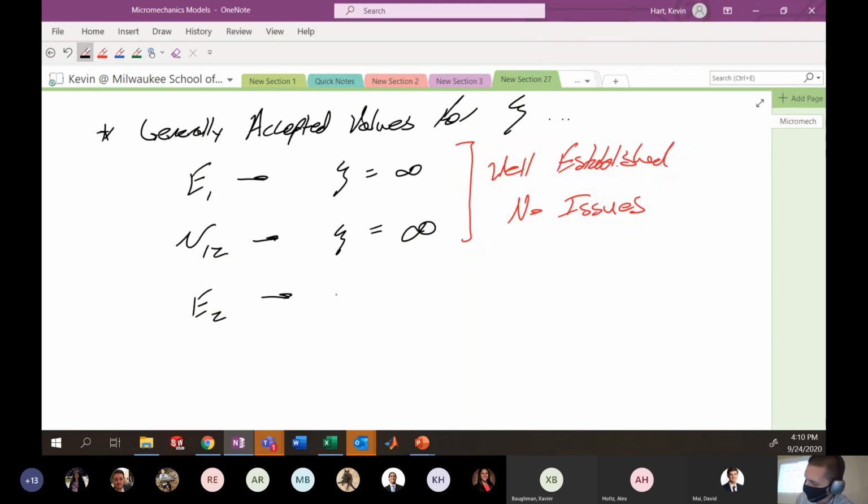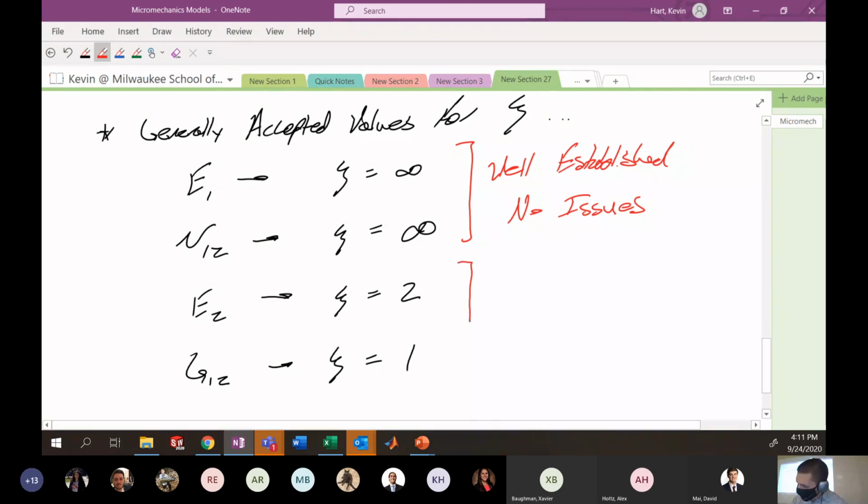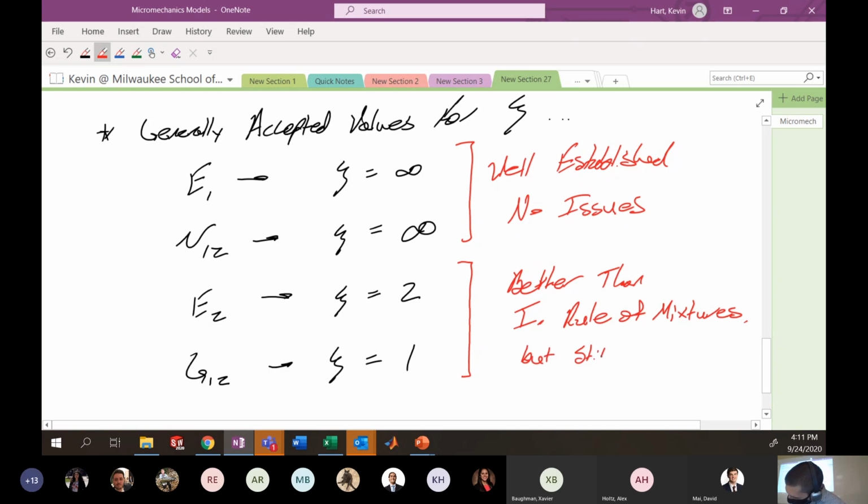All right. For E2, a generally accepted value is xi equal to 2. And for G12, a generally accepted value is xi equal to 1. Now you see these are much closer to 0. So we're approaching the inverse rule of mixtures, but not quite there. So this is, I'll say, better than inverse rule of mixtures, but still lots of variance.